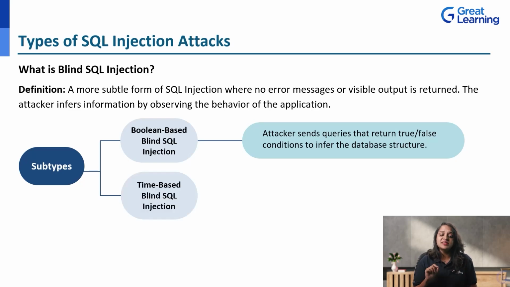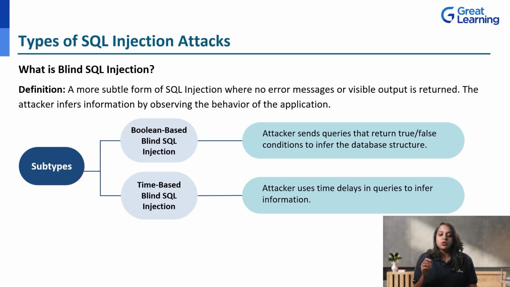So this condition can be used to infer the database structure. The second one is the time-based blind SQL injection. So here, as the name says, time-based, it's nothing but the delays. So based on delays, the hacker can identify what he can be doing next. The attacker uses time delays in queries to infer information. So based on the delays, he can actually get more information from your database. We'll see these two in detail now.